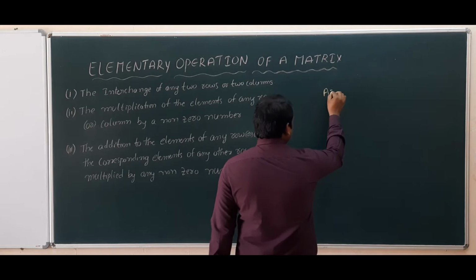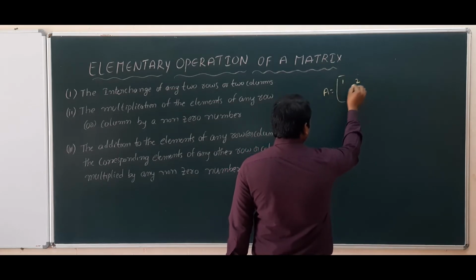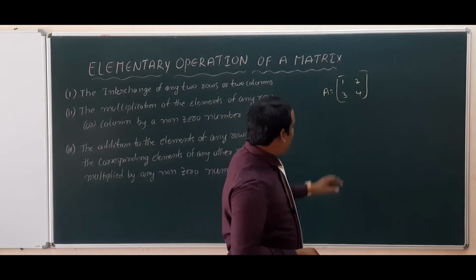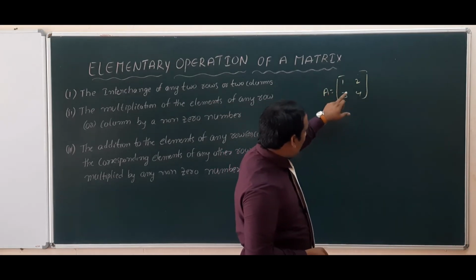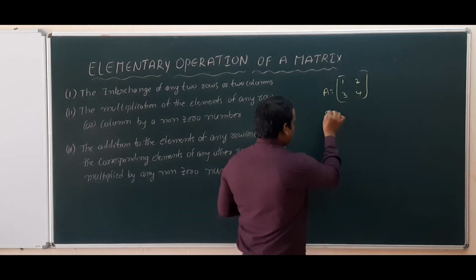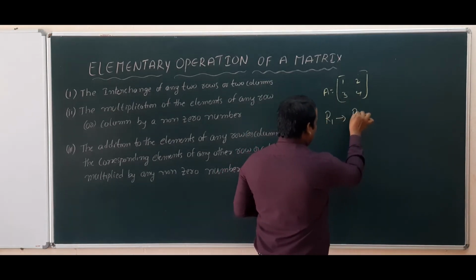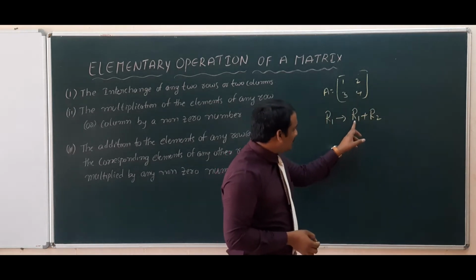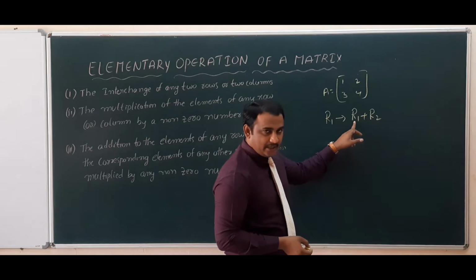A equals 1, 2, 3, 4. Now I want to add R1 and R2, and write the result again in the place of R1. I will write the condition R1 implies R1 plus R2. This means the first row and second row are both added.